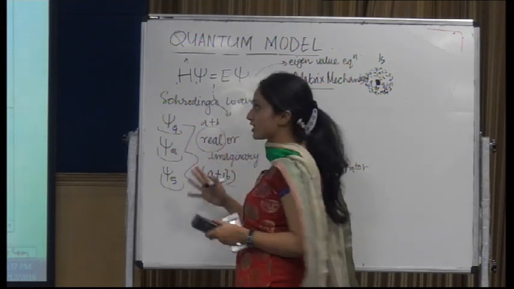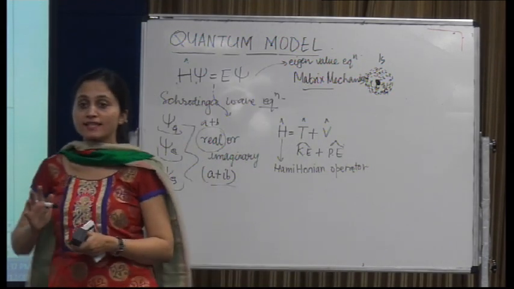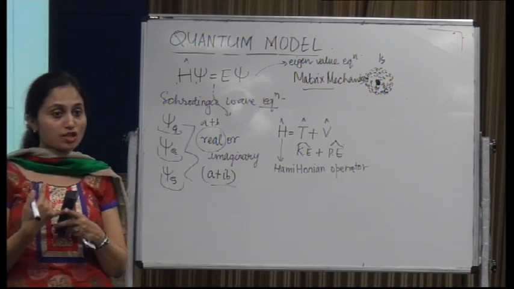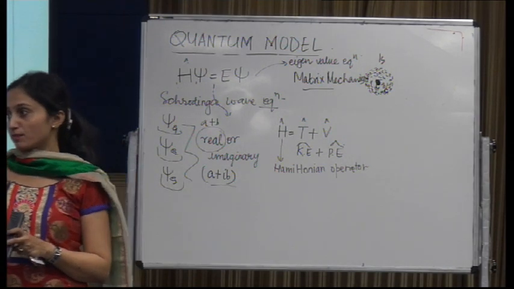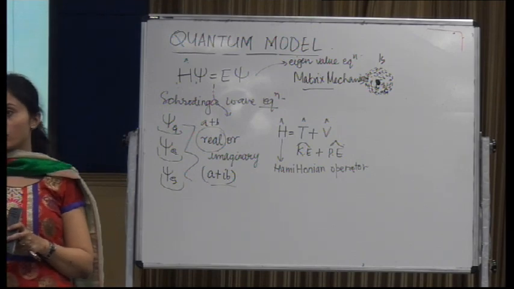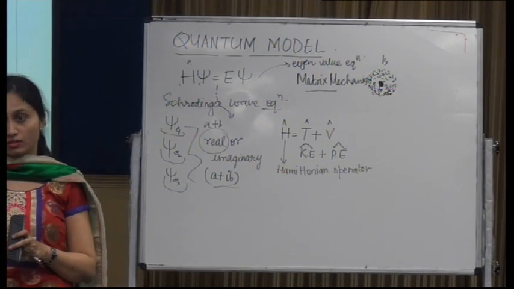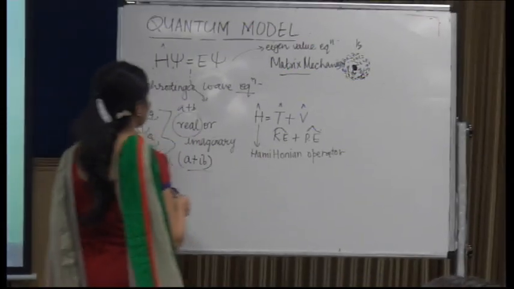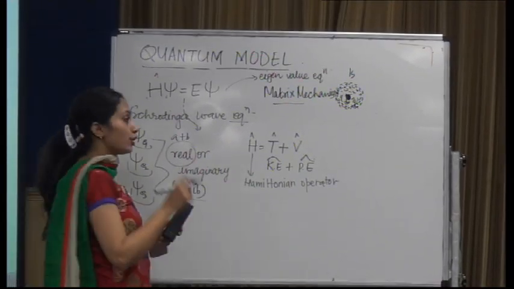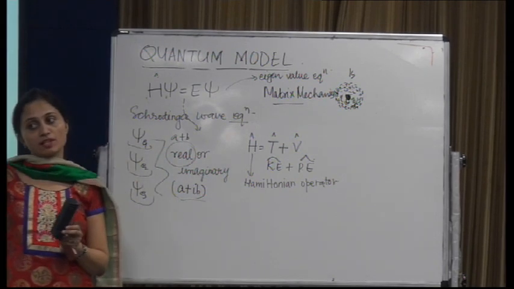Some more points that you can remember: the Schrodinger wave equation can be solved exactly only for single electron systems. It is a postulate. Postulate means there is no derivation. There is no derivation for the Schrodinger wave equation. And another thing is, you can write the Schrodinger wave equation for even multi-electron systems.